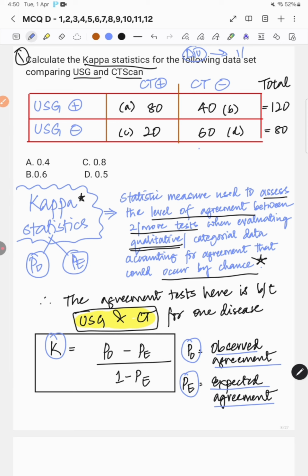Today we are going to discuss the day 10 questionnaire, that is 1st April 2025. Reading the question, it is about kappa statistics.